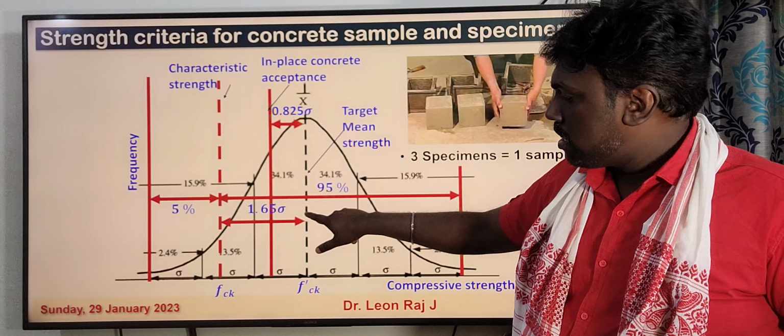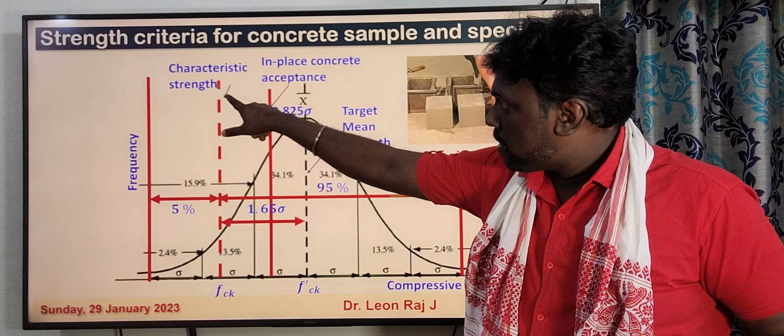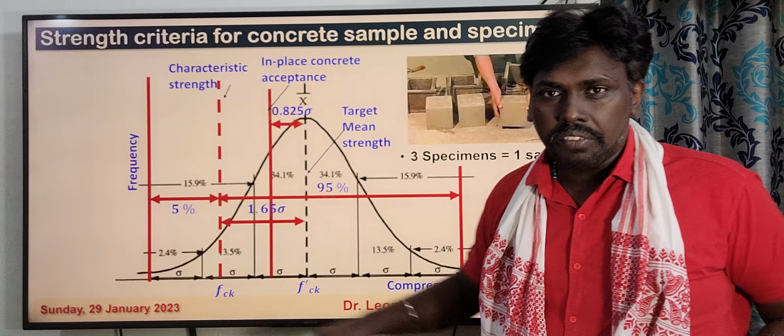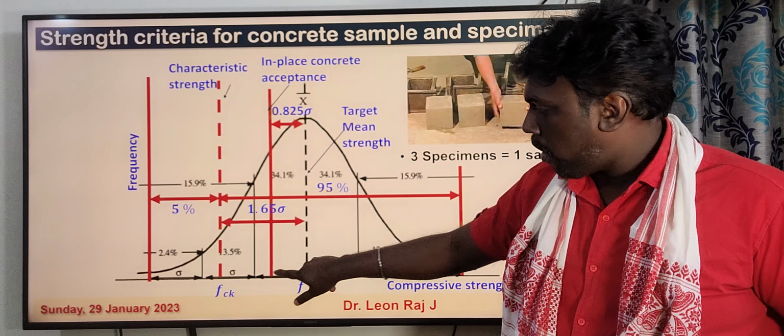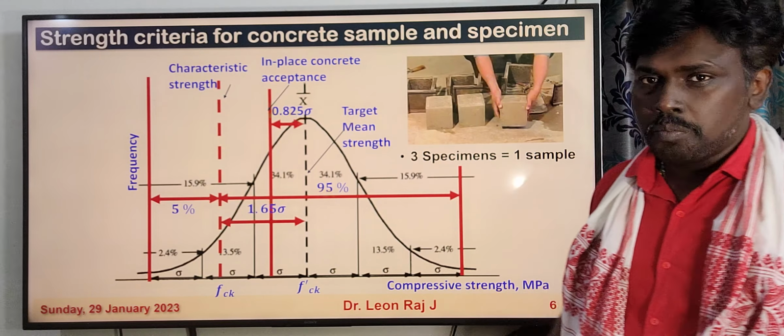From here, our acceptance criteria means somewhere in between this 1 sigma. This is 1 sigma, this is 2 sigma, and this is 3 sigma. Our 1.65 sigma is the 95% confidence level. 0.825 sigma is the in-place concrete acceptance criteria. So just note this down. This is the in-place concrete acceptance criteria.